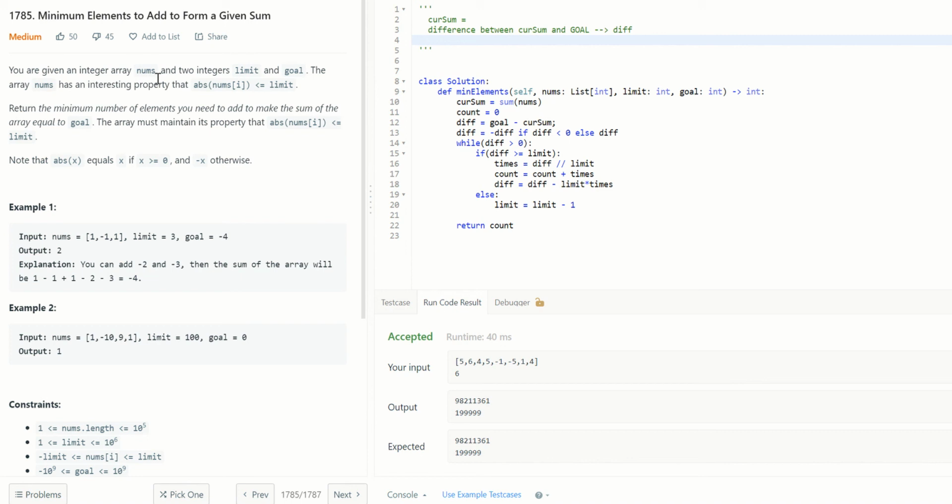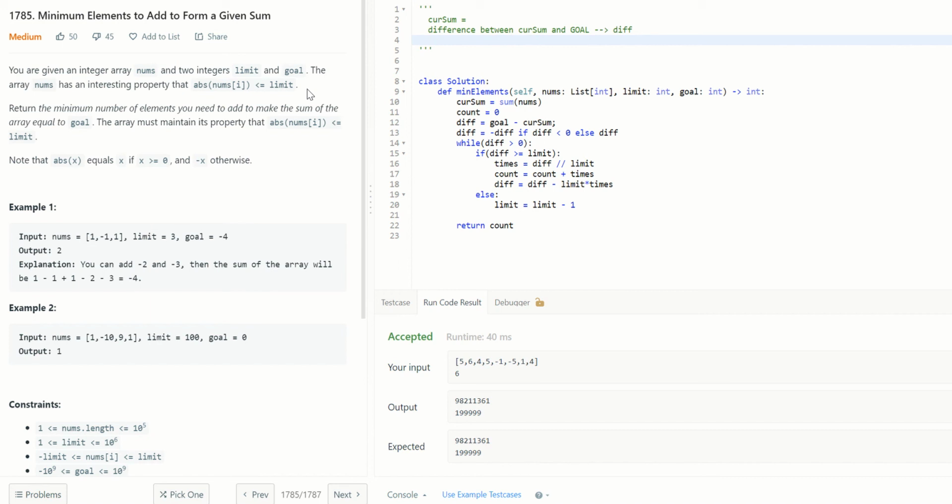The array nums has an interesting property that absolute of nums of i is less than or equal to the limit. Return the minimum number of elements you need to add to make the sum of the array equal to goal. The array must maintain its property that absolute of nums of i is less than or equal to limit. Note that abs of x equals x if x is greater than or equal to 0, and negative x otherwise.